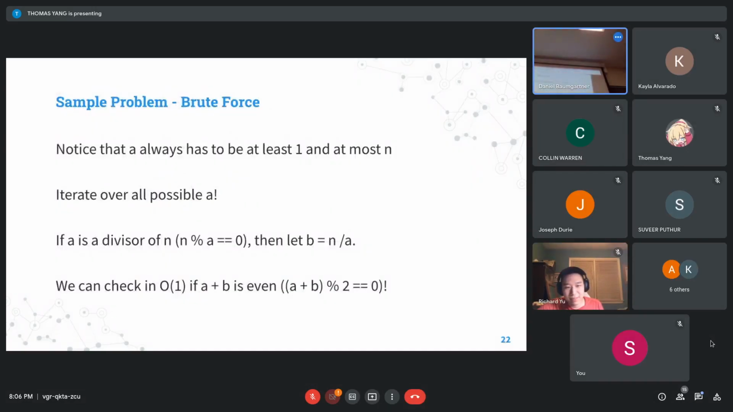So number one, brute force. A number can only have factors from 1 to n, so you just try all the factors and test the condition. There's some code there. This is just implementing the programmer logic. If it's divisible by a, you know it's a factor, so you just set b to the other factor, and you just test the condition literally.